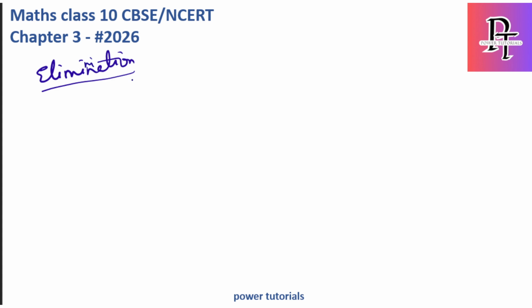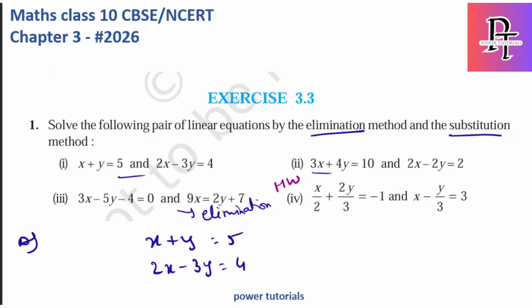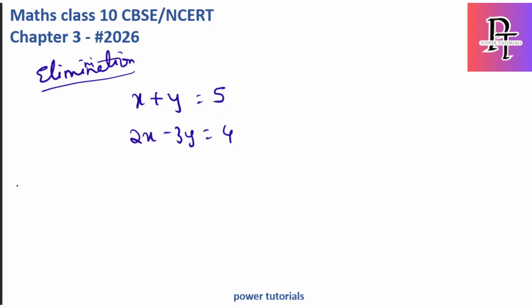Elimination. Okay, let's start the equations again. x plus y is equal to 5. 2x minus 3y is equal to 4. Okay, so what the elimination method does is I will try to eliminate either of the variables by matching coefficients.